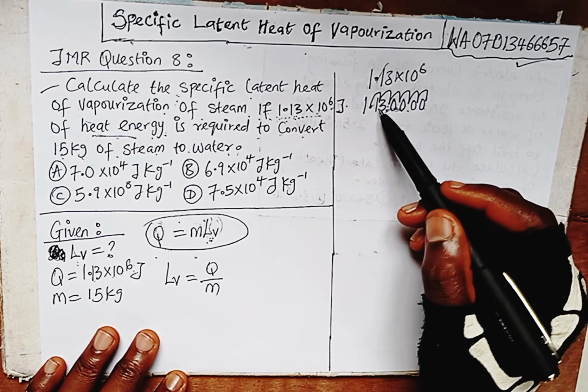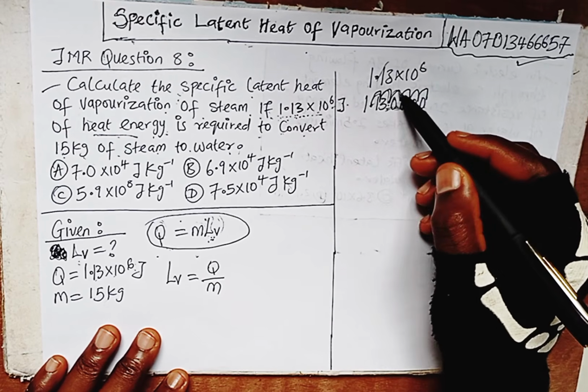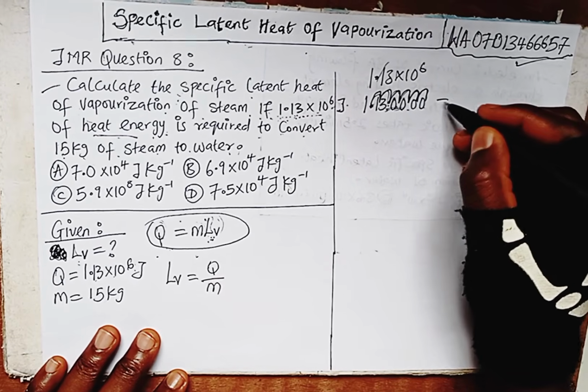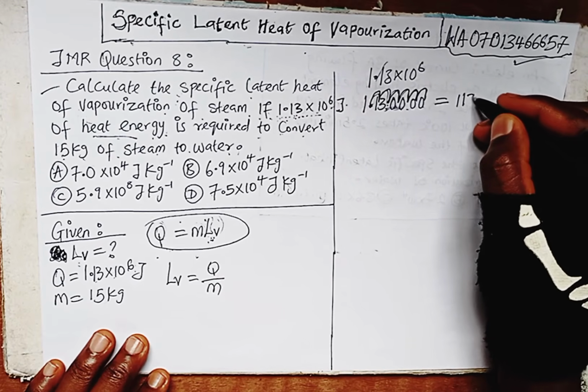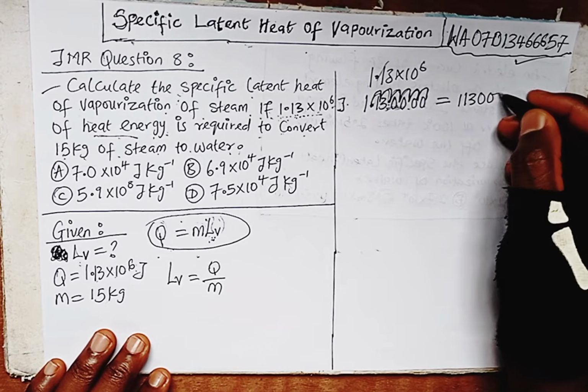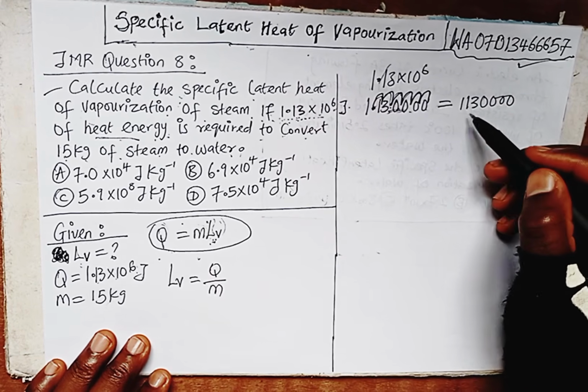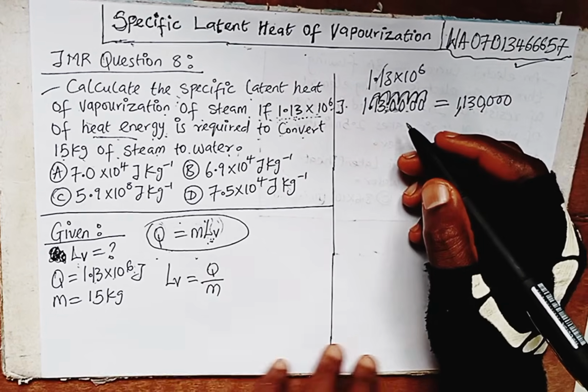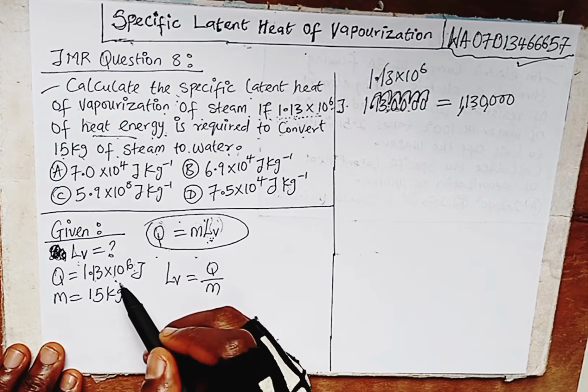1, 2, 3, 4. So from the point we now count 1, 2, 3, 4, 5, 6. That's it. So you will now remove these points because you have converted it back to figure equal to 1, 1, 3, 0, 0, 0, 0, 4. This is about 1,130,000. So that's what our standard form is now. We have converted this one to this standard form.